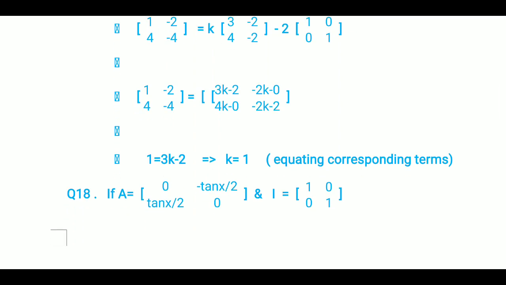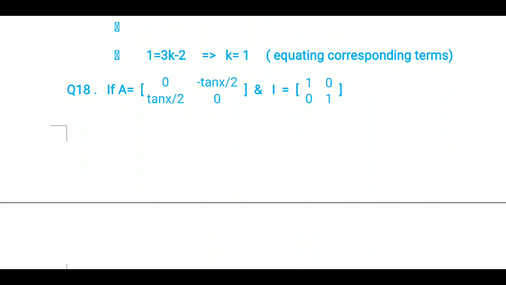Now equating the corresponding terms of both equal matrices, here 1 is equal to 3K minus 2. That will give you 3K is equal to 3, so K is equal to 1. It is the solution. Now there is question number 18.